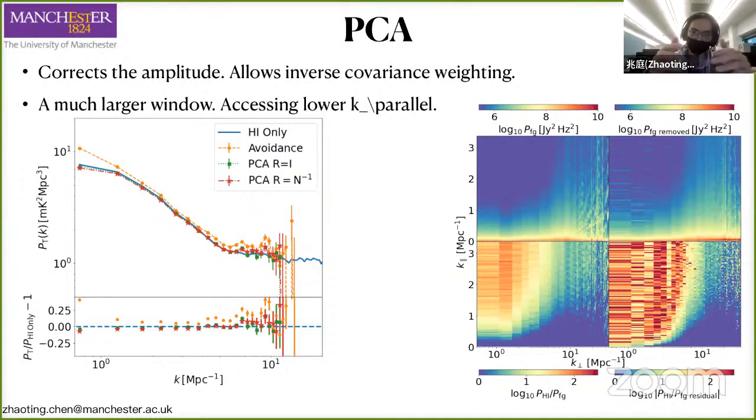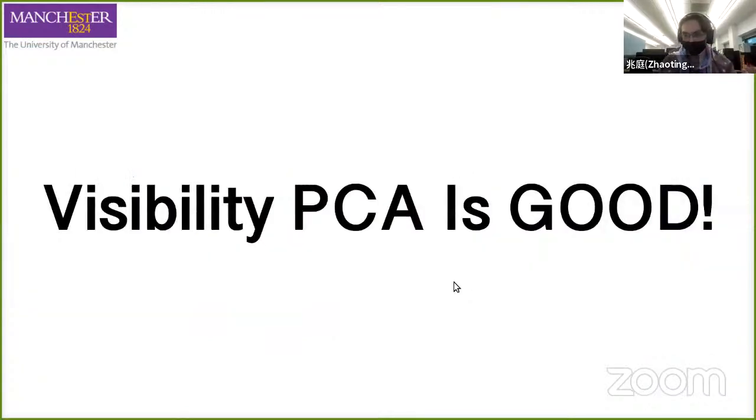We annularly bin the visibility data to construct empirical data covariance matrices. Then we use that to perform PCA to reconstruct our foreground covariance. As you can see, the reconstructed foreground power spectrum agrees relatively well with the actual foreground, and we are able to enlarge the observation window to get to the low k-parallel modes that we wanted. If you compare the results with the avoidance method, you can see that it is closer to the true H1 power spectrum.